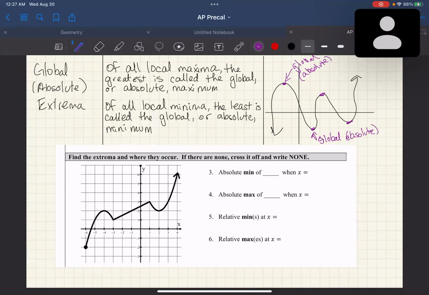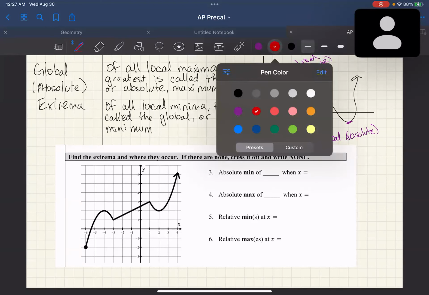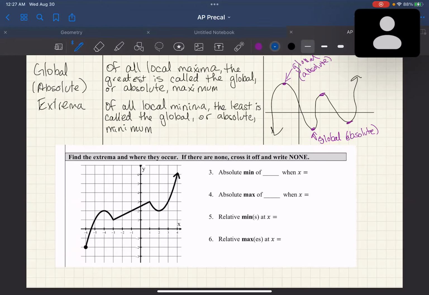Okay, now here we have the example. Find the extrema and where they occur. If there are none, cross it off and write none. So let me change colors. The absolute min of blank when x equals what? So again, we're looking for absolute. That means the lowest of the low. So if I look here, the lowest of the low of my extrema, it's going to happen when the absolute min of 1, right, because that's my lowest point there, occurs when x equals -3.